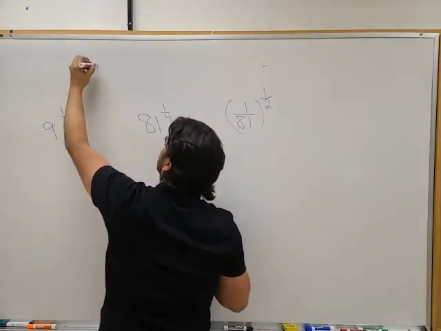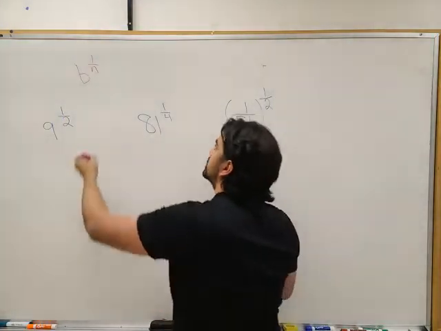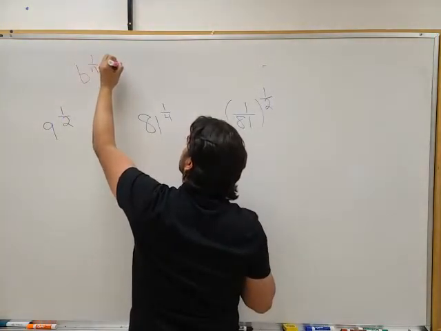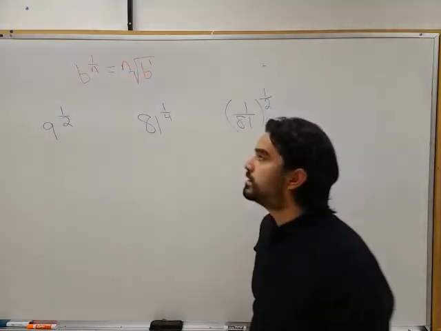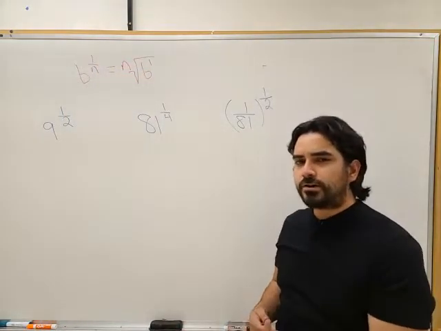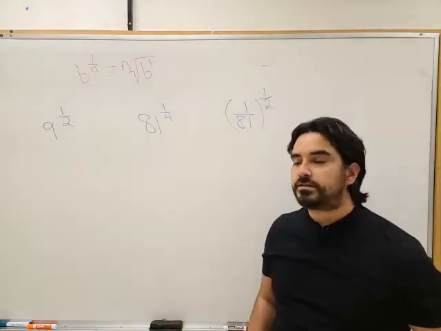So now we're going to talk about what did we have? B to the power of 1/n. We could say this is equal to the nth root of b to the power of 1. Well, how are we going to use this for these problems? Let's go ahead and get started.